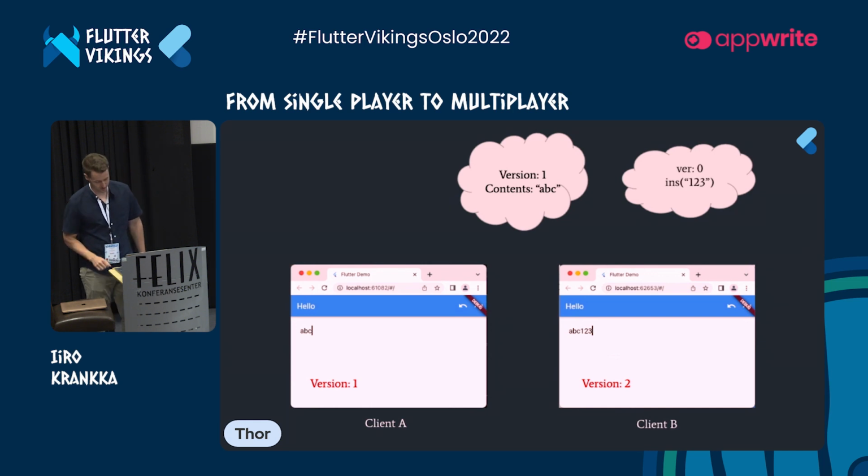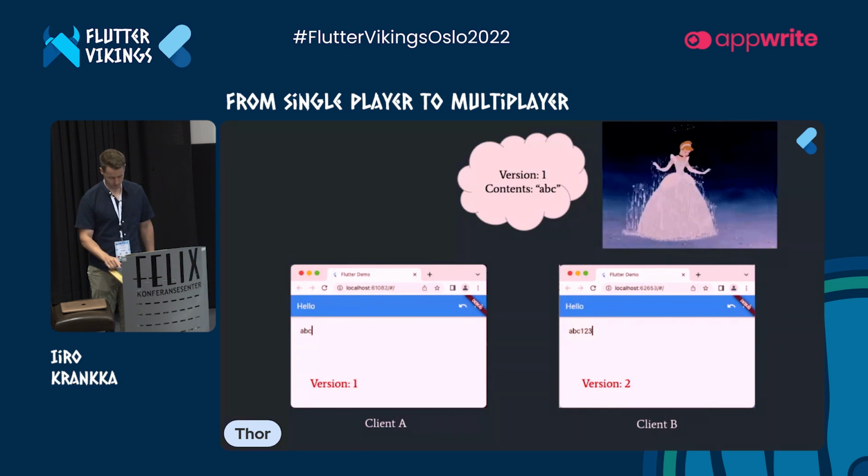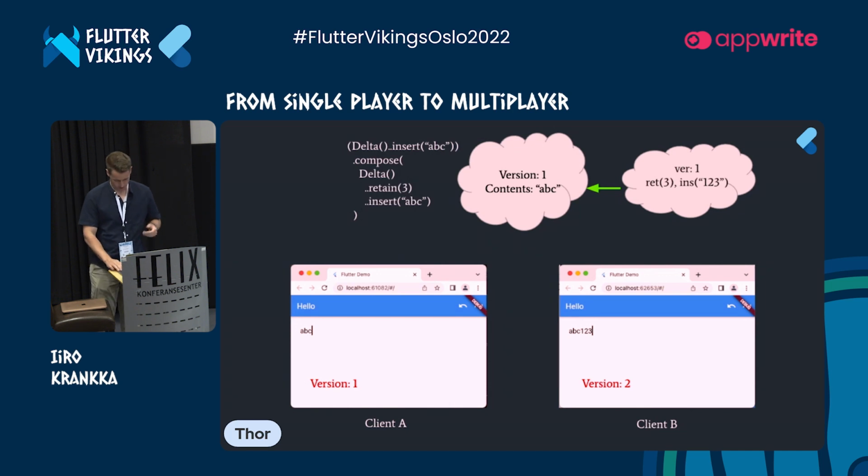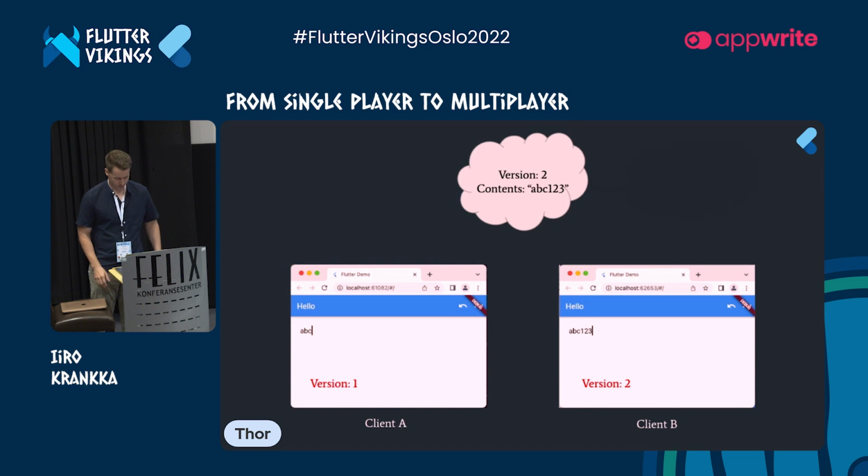And now we have to bring the server and client A up to date. So we transform this change into what it actually should be. It should be retain 3, so skip over ABC, and then insert 1, 2, 3 in the current position, which will look like this. And then we have a document with version 2 and contents ABC 1, 2, 3. Then we can tell client A about it. It will compose this change and bump the version, and now everybody's up to date.